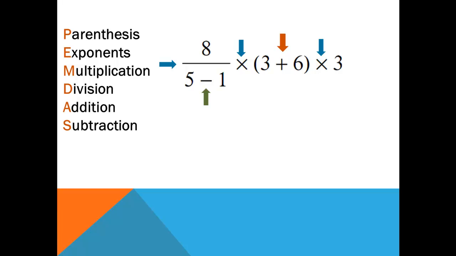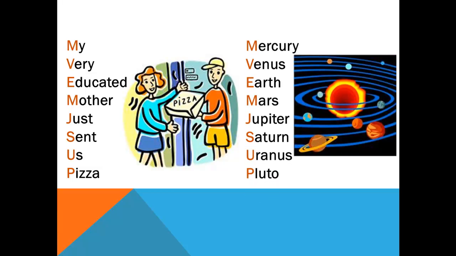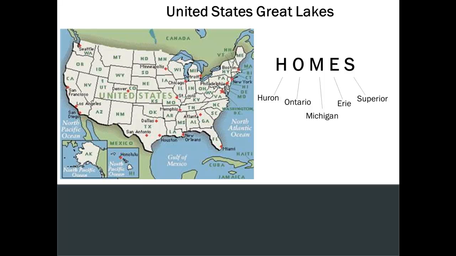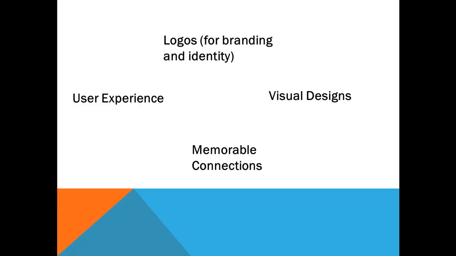There are plenty more verbal mnemonic devices. What about my very educated mother just sent us pizza to remember the planets in our solar system: Mercury, Venus, Earth, Mars, Jupiter, Saturn, Uranus, and Pluto. And let's not forget about the United States Great Lakes, memorized using the acronym HOMES for Lakes Huron, Ontario, Michigan, Erie, and Superior. While these verbal memory aids are useful, mnemonic devices are not solely based on words.